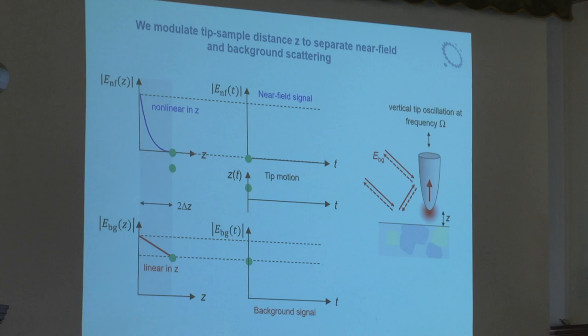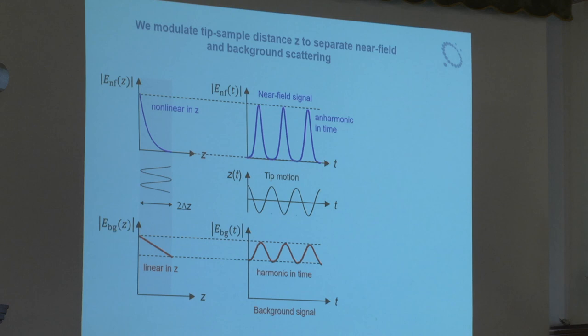Let's see what happens if we have the tip far away, and then we bring it closer. The green spot marks the tip position, and here I plot the tip motion, which we make sinusoidal. So we start far away, and then we have no near field, but we have a little bit of background signal, right? Then we move slowly towards the sample. You see that the tip now samples this nonlinear near-field signal, but this more or less linear background signal, and the tip motion is kind of sinusoidal.